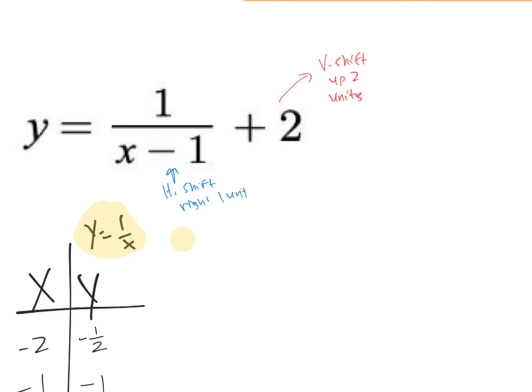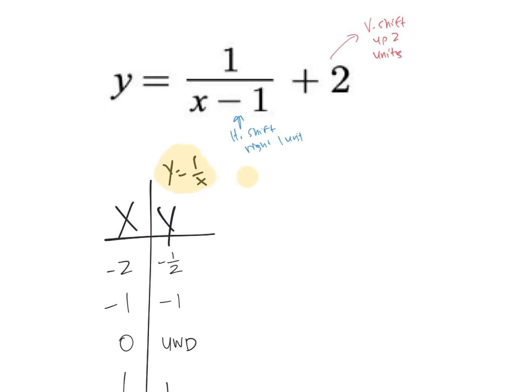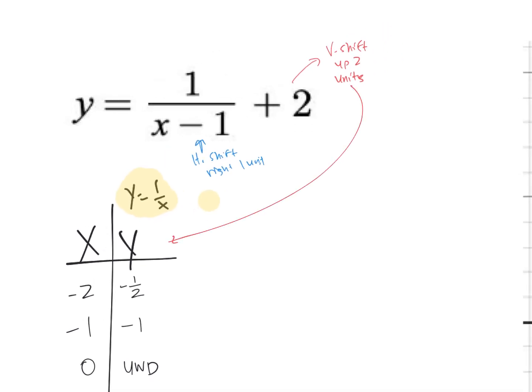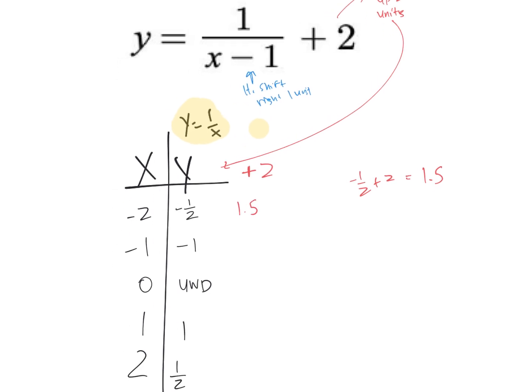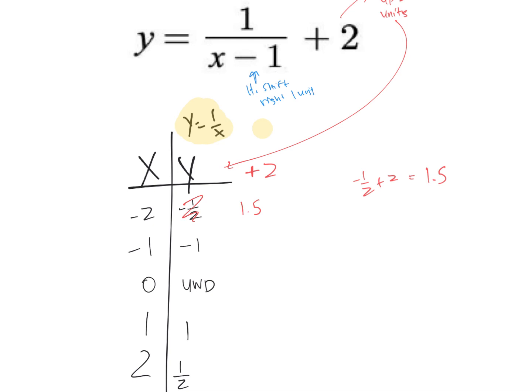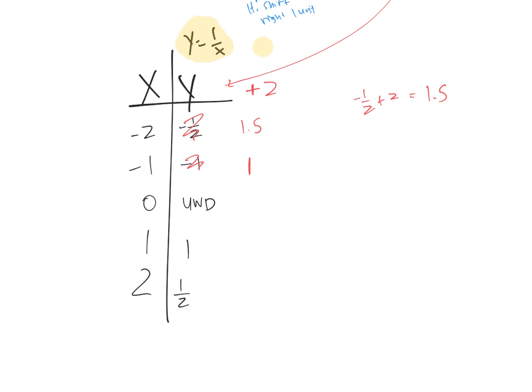So let's start with the vertical. My vertical shift up 2 units is happening to my y coordinates. So to all of these y coordinates, I've got to add 2. So I've got -1/2 plus 2, which gives me 1.5, or 1 1/2, or 3/2. Then I've got -1 plus 2, which is +1, okay? Undefined plus 2 is still undefined. I just have to know that I'm shifting this up 2, so I'm going to have a horizontal asymptote at y is equal to 2 now, okay? But it's still technically undefined.